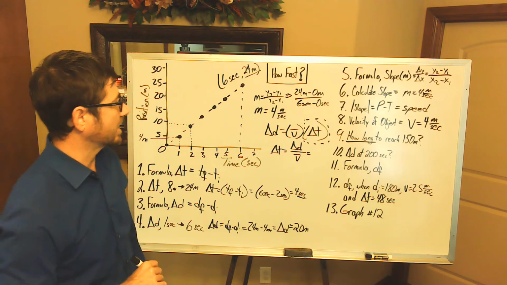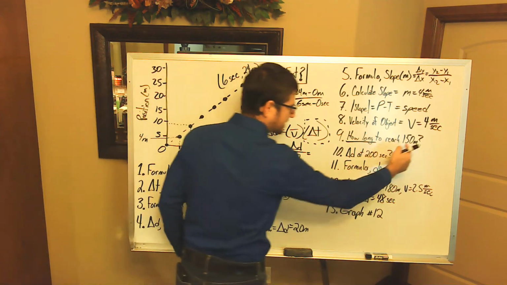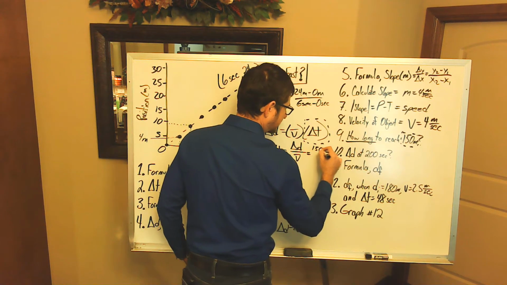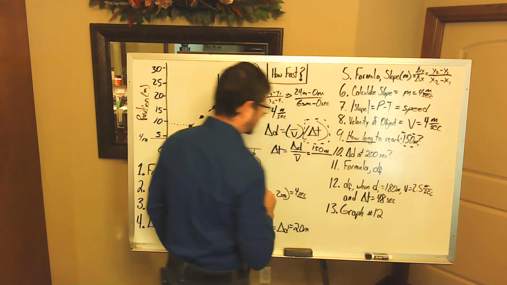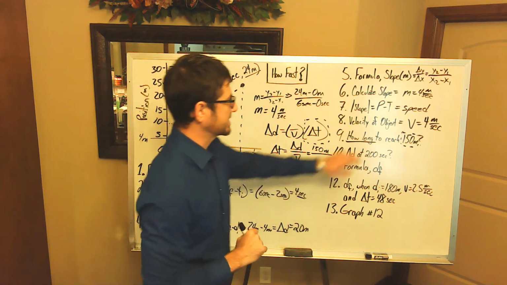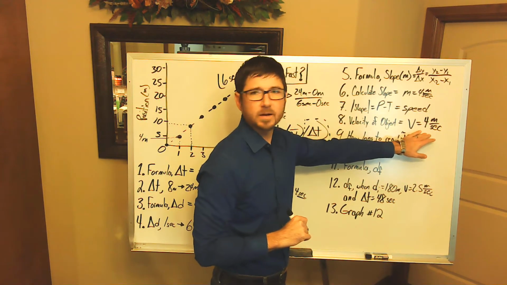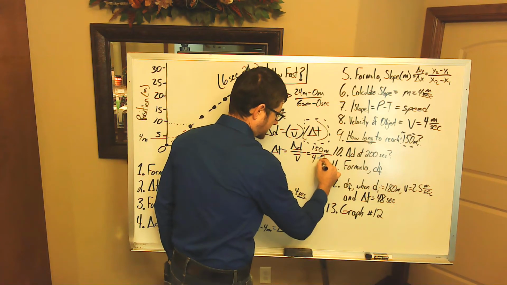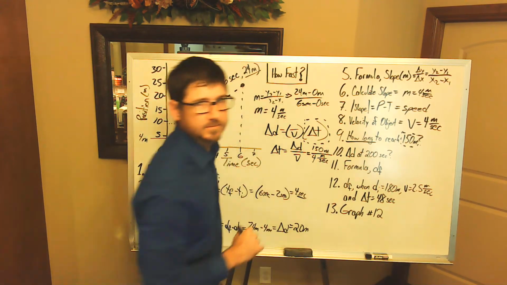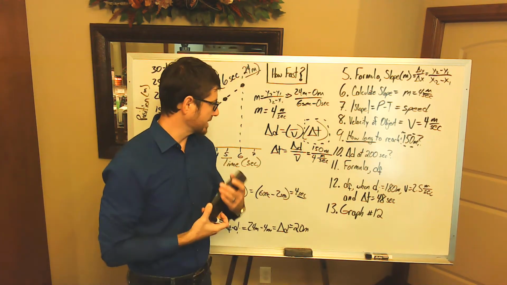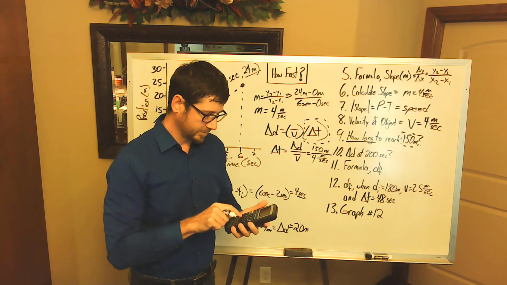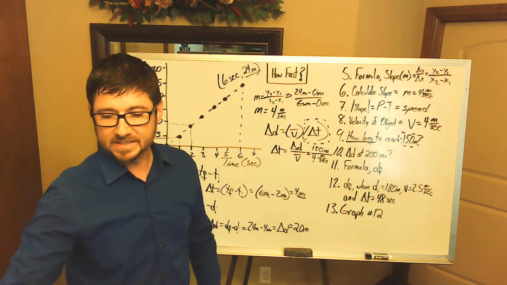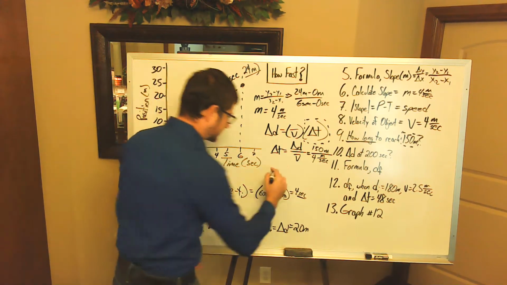So our change in displacement is 150 meters. Our average velocity, so the velocity of our object, is 4 meters per second. So go ahead and get your calculator out. 150 divided by 4 is going to give me 37.5.